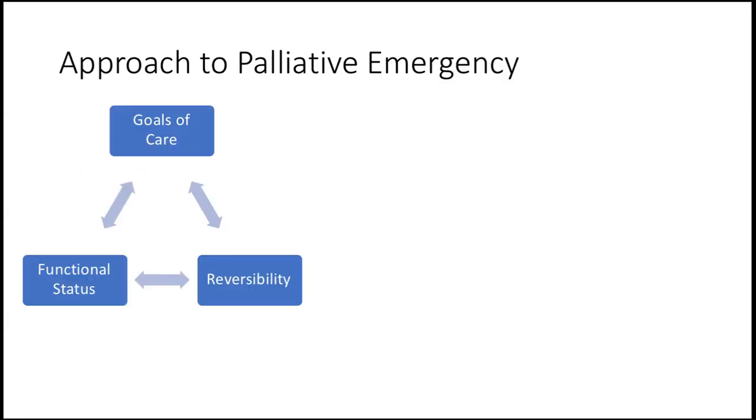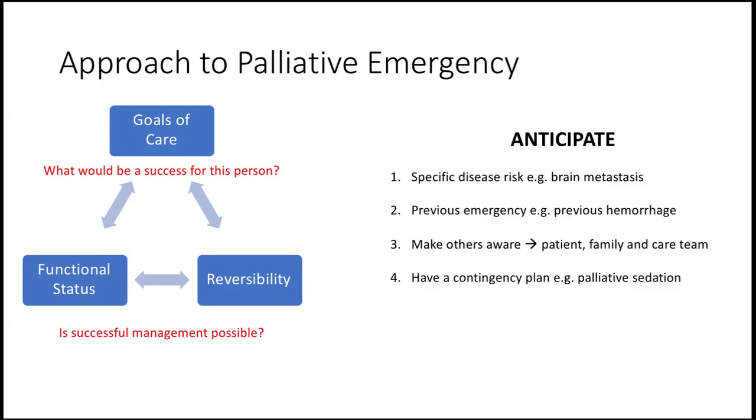In terms of an approach overall to palliative emergency, you have to consider a few different factors, including what the goals of care of that patient are, what their functional status is currently, what we are hoping to reverse, and whether it is actually reversible. To simplify that a little bit, what would a success look like for that patient specifically, and is successful management possible based on the patient factors and the etiology that we're seeing? Really the most important thing is to anticipate.